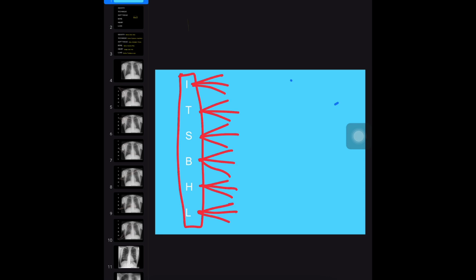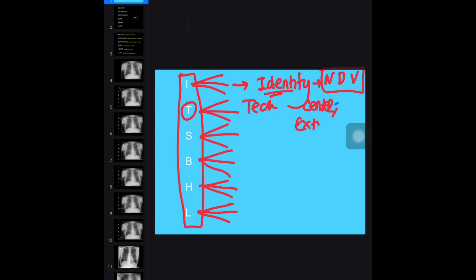So let's go through what these things are. For the I, it is identity: the identity of the patient, like name, date, and the view of the x-ray. And for the T, technique. In the technique, we will see whether the x-ray is in the center or not, whether exposure is maintained or not, and whether the x-ray is taken in the phase of inspiration or not.